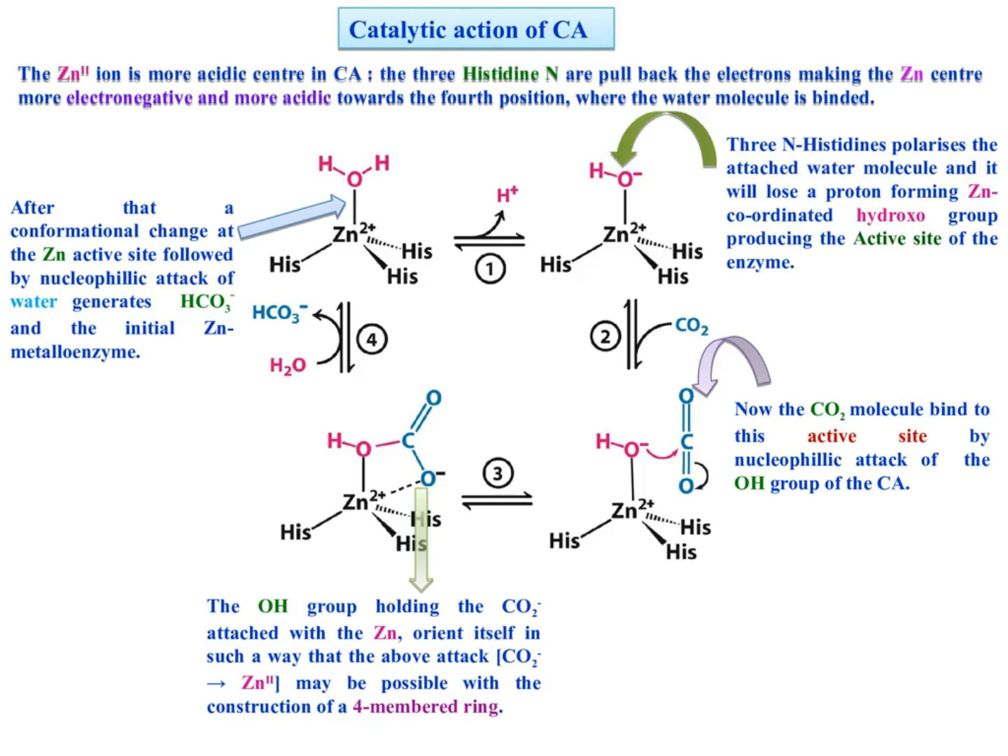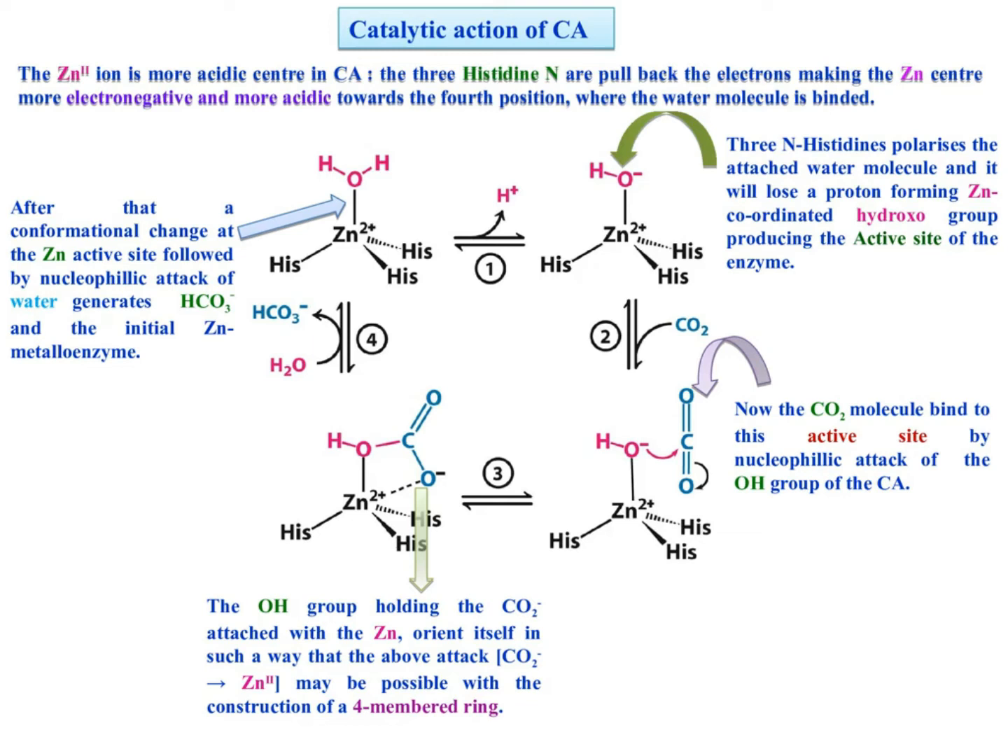And this third step of the reaction is very important, and it is a rate determining step and a very important step of the enzymatic action of CA, where the OH group holding the CO2 minus group attached with the zinc orients itself in such a way that the attack from CO minus to zinc could take place, as well as a very hindered, unstable 4-member ring is generated, which is the key step of the enzymatic cycle as shown here.